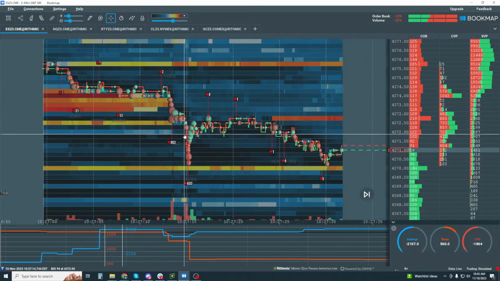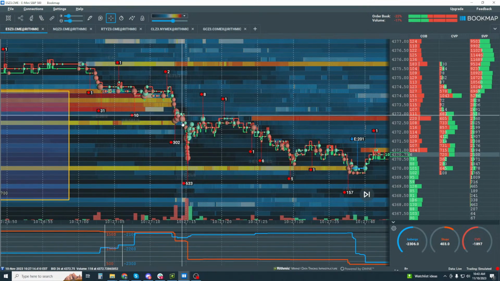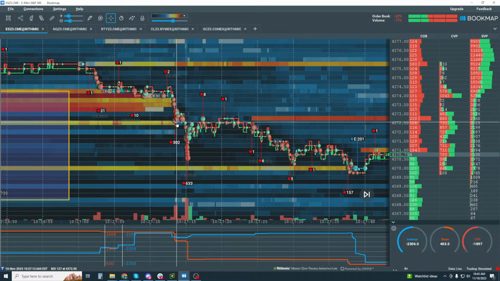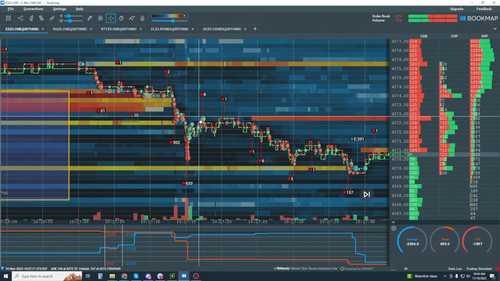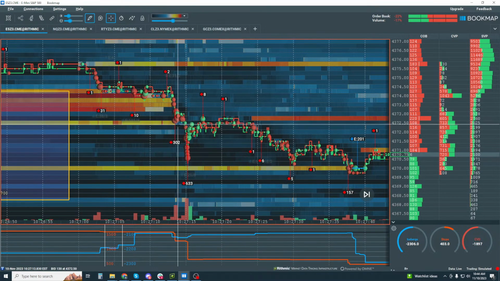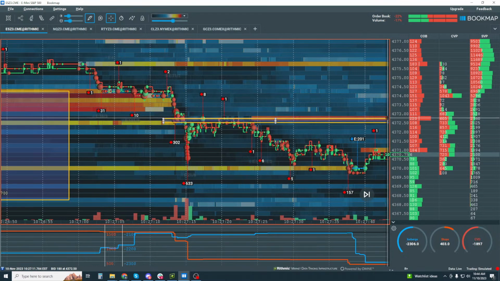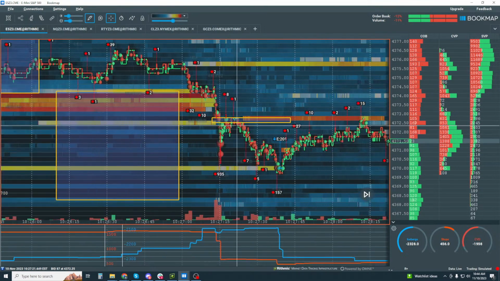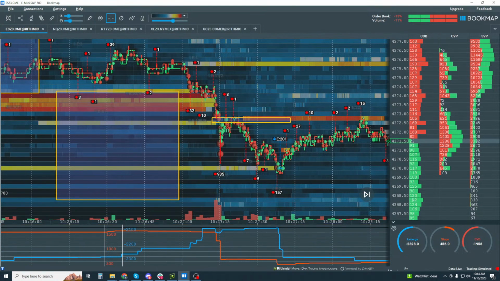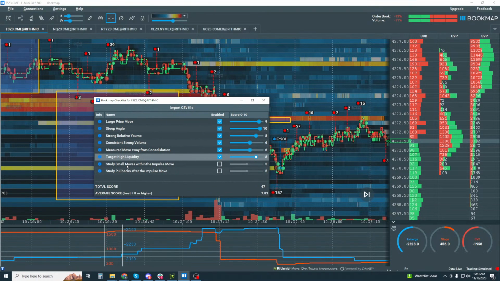So anyway, it's these little areas, these little nooks in here after these strong moves. We actually have 2 stop runs, one here for 302 and one here for 633. This is where we can start to look for pullbacks on those strong moves. So that's in the checklist here as well.